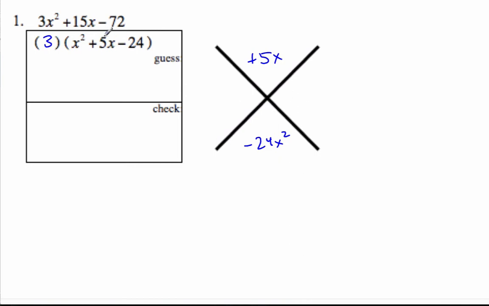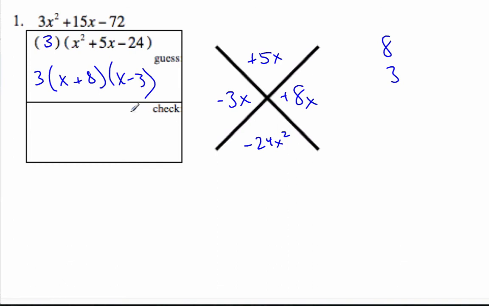So if I think about the factors of 24, I know I have 8 and 3. And if I go with an 8 and a 3, I want it to be positive and negative. And so my factors are going to be x plus 8 and x minus 3.